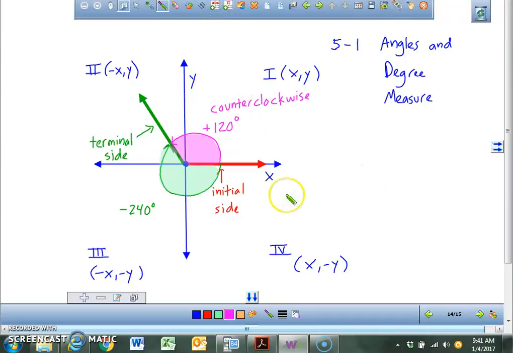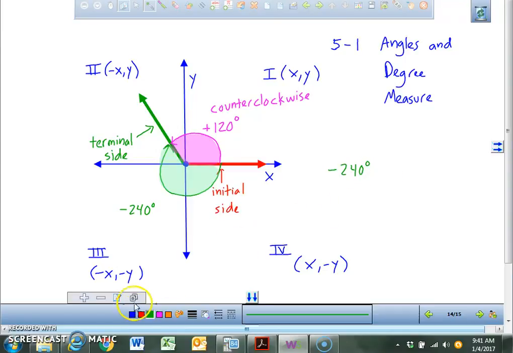Okay? So, right now, these are considered to be coterminal angles. I want you guys to write this down. Negative 240 degrees and positive 120 degrees are considered to be coterminal angles.